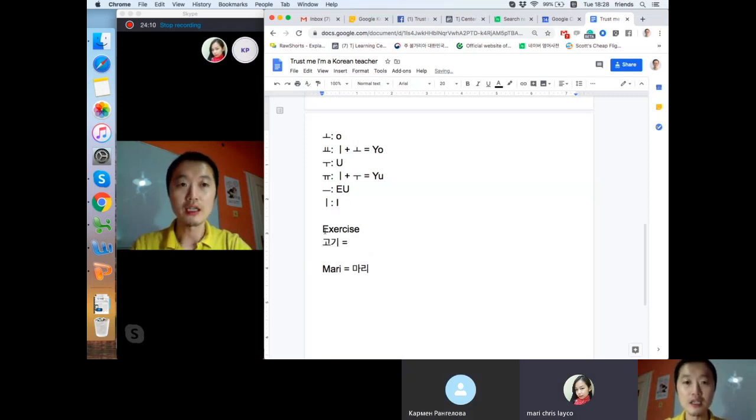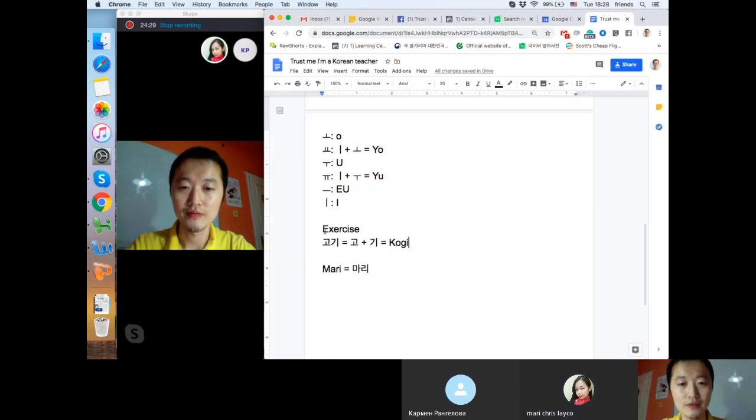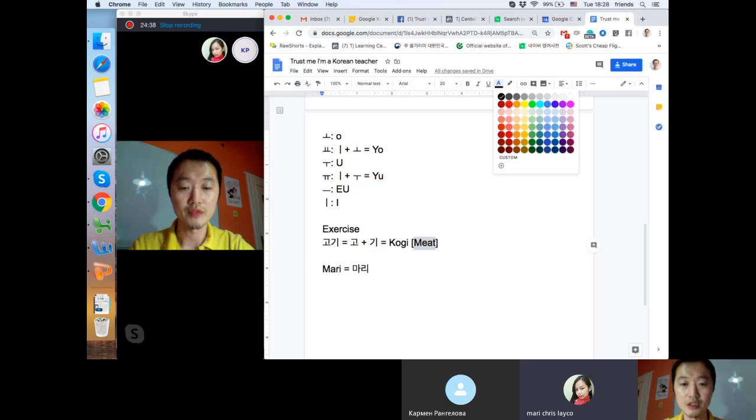This one, the first syllable is k and o. So it must be ko, ki, kogi. It means meat in English. Meat. This is kogi.